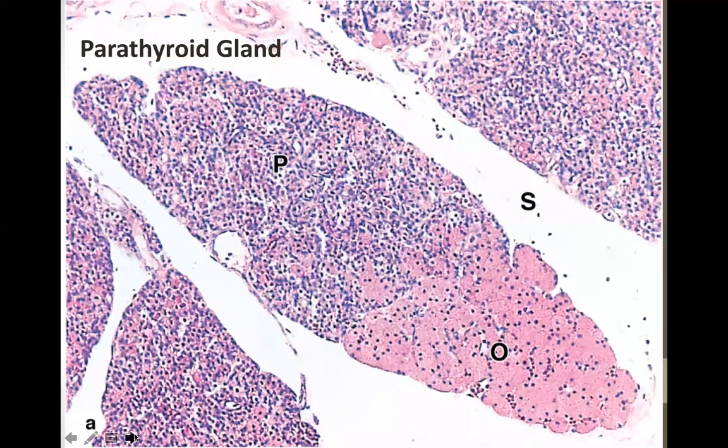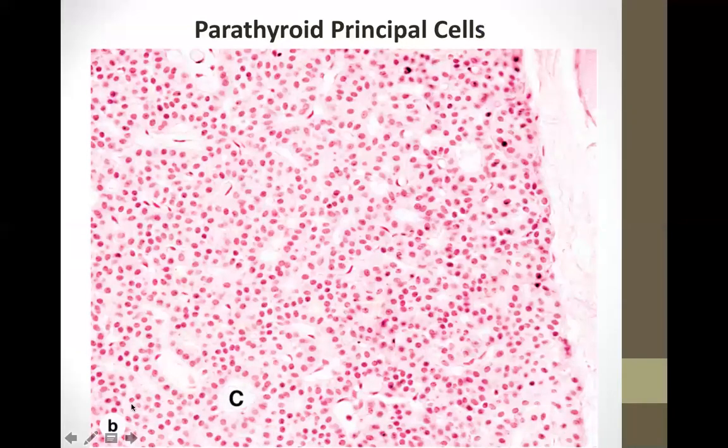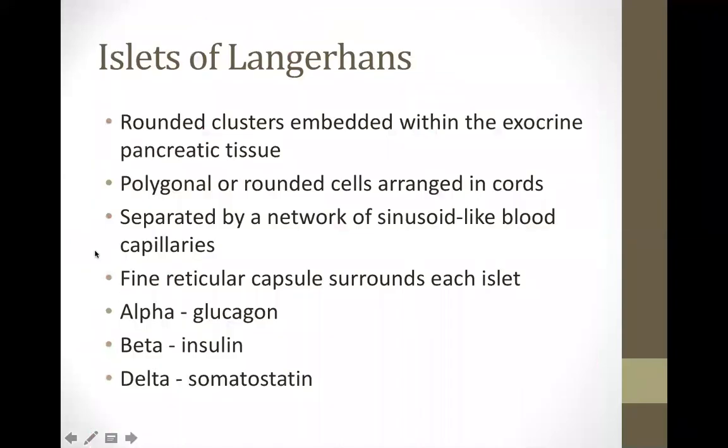Okay, next would be the pancreas. The pancreas, as discussed in the digestive system, is part of the accessory organs of digestion and has two functions, exocrine and endocrine portion. And we will discuss the endocrine portion.